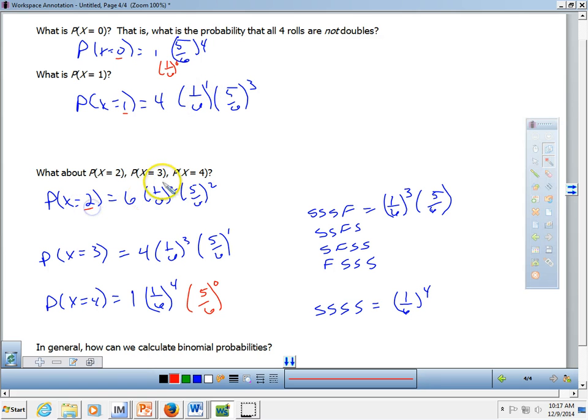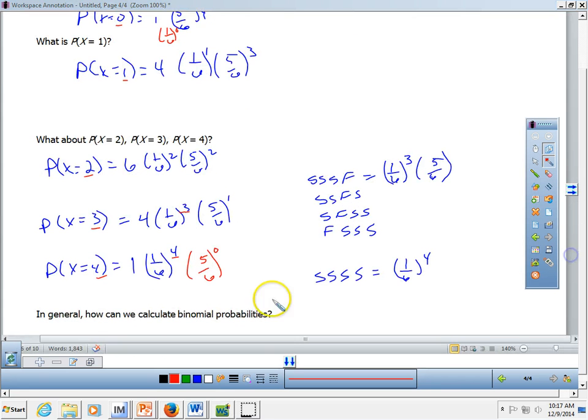When I wanted 2 successes, my success rate was raised to the 2nd power, and so on and so forth. Okay? Now, your failure rate went opposite, right? Out of 4 trials, 0 successes, I raised my failure rate to the 4th power, and I reduced 1 every time. So there is a pattern here, and that pattern is basically this.